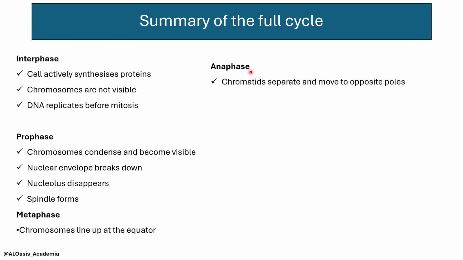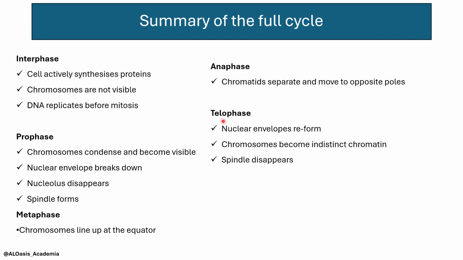Then you have the anaphase. Chromatids are separated and pulled to different poles by the spindle fibers. And then we would have telophase, where the nuclear envelope reforms, chromosomes become chromatin again, which means the thin threads that are not condensed, and the spindle fibers will disappear again. Cytokinesis finally divides the cytoplasm, producing two daughter cells.